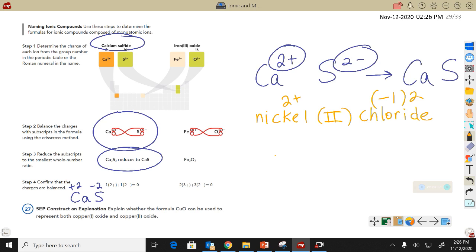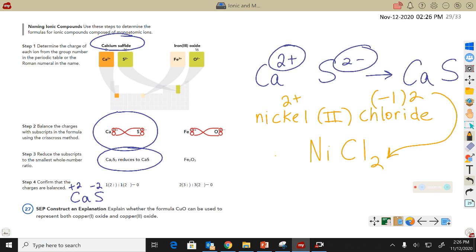Done. Neutral. Then when I write the formula, that multiplier, that 2 that I had to multiply chloride by, becomes my subscript. So I would write it as nickel, chloride, and then I write a little 2 in there. This 2, the multiplier, goes down as your subscript. It means the same thing, right? 1 nickel, and then if I had to multiply the charge of chlorine by 2 to make it neutral, then I need 2 atoms of chlorine in my formula.